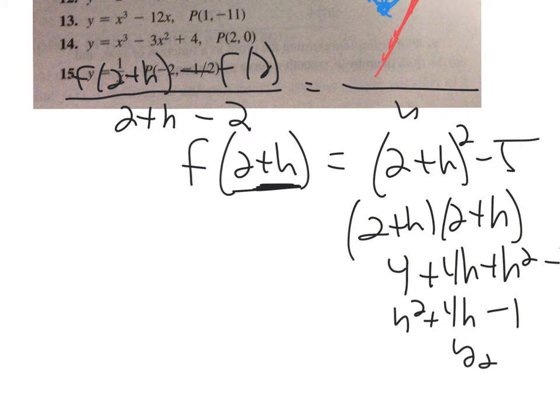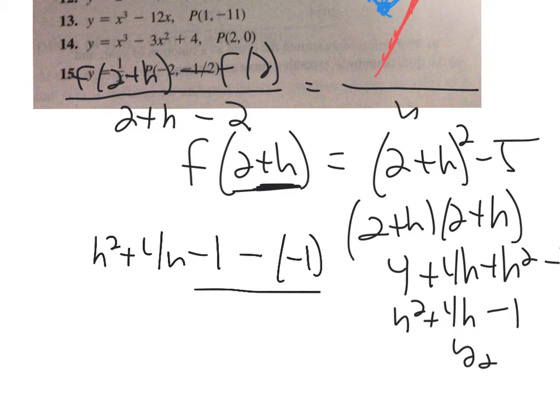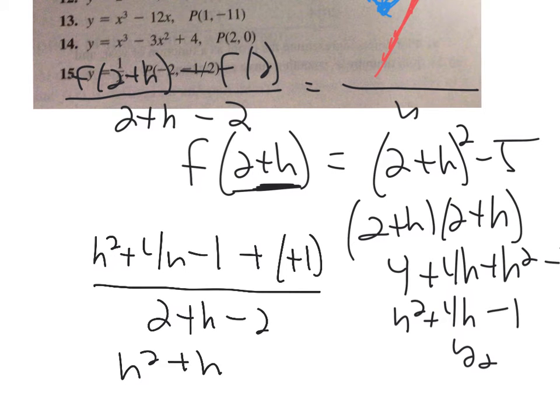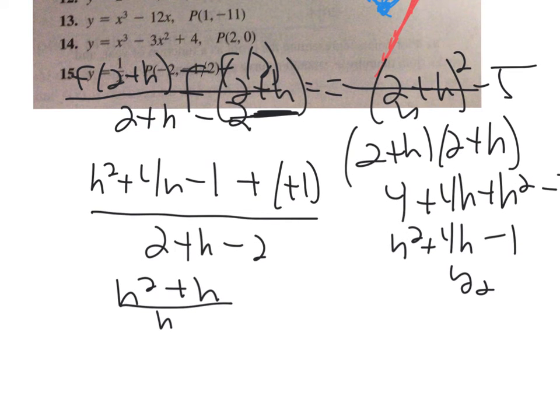So y2, h squared plus 4h minus 1, minus y1, which was -1, all over... Remember how h squared plus h minus 2 canceled out? So that becomes h squared plus h, and that becomes plus 1 minus 1. That's gone, all over h. And then we can cancel out the h, right? And actually how you really want to think about it is you want to think I can factor an h out of the top. This avoids making mistakes. And then that h will cancel. So here's my slope formula.